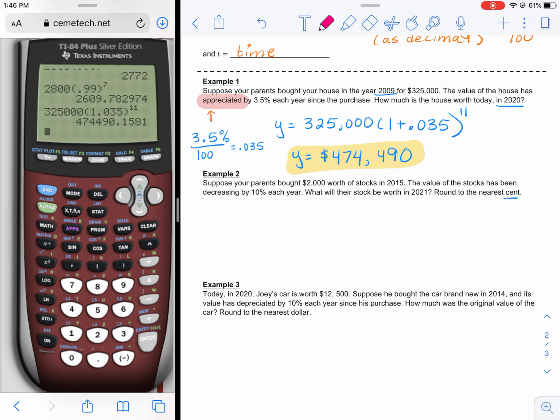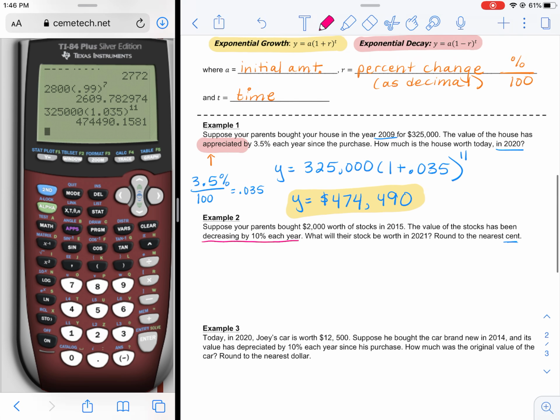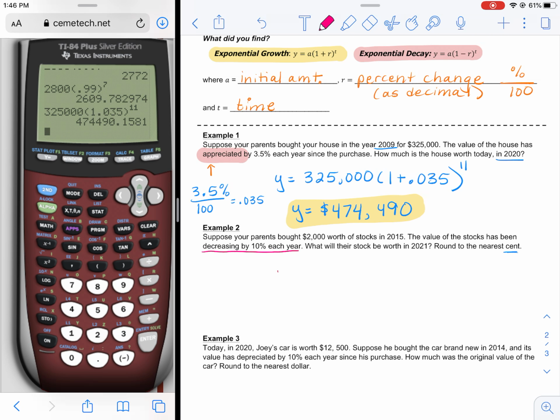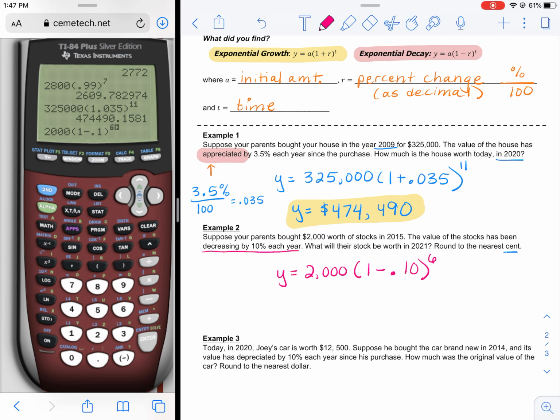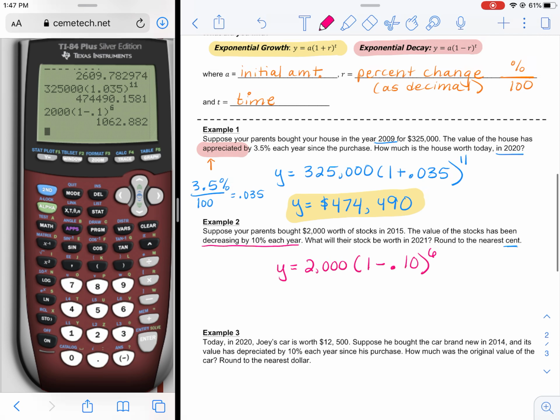So this is going to be exponential decay because the value of the stock is decreasing. We're going to start by writing y equals 2,000. And then we're going to do 1 minus 0.10. And then for the t value, we know the value in 2015. We're trying to find the value 6 years later. So 1 minus 0.10, you could also just do 2,000 times 0.9 to the 6th, or you could just type it in exactly as it appears in your calculator: 1 minus 0.1, raised to the 6th power.